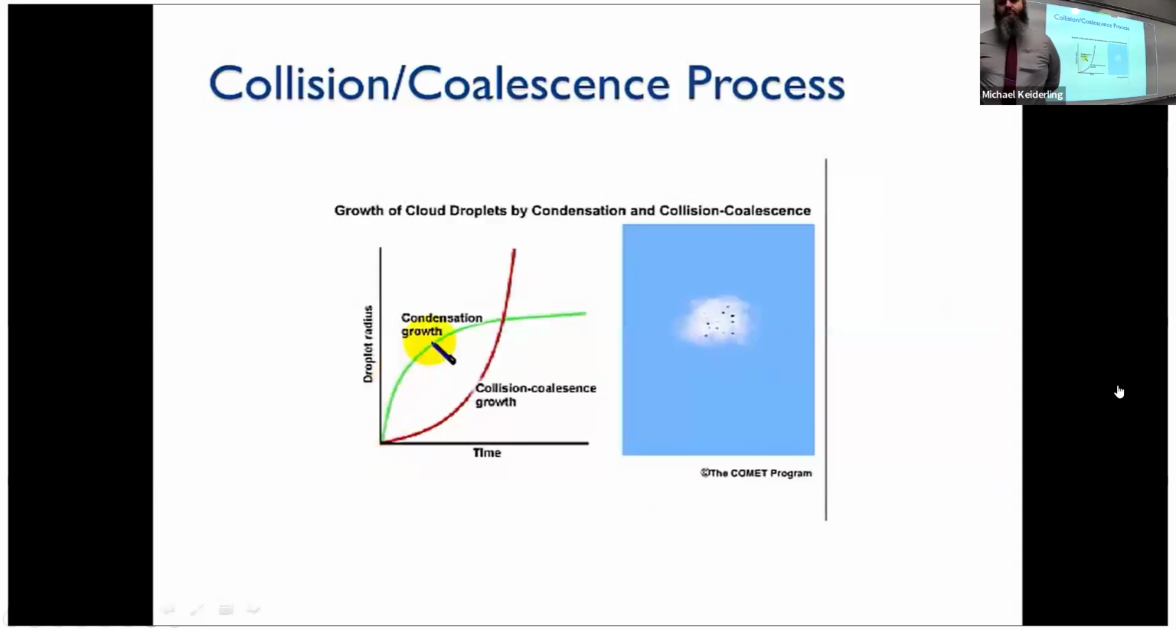If we just relied on condensation growth, so this is droplet radius with time, if we just relied on condensation growth, those droplets wouldn't get big enough. And so we need that collision and coalescence process to make the droplets grow big enough that they can fall to the ground without evaporating before they hit the ground.